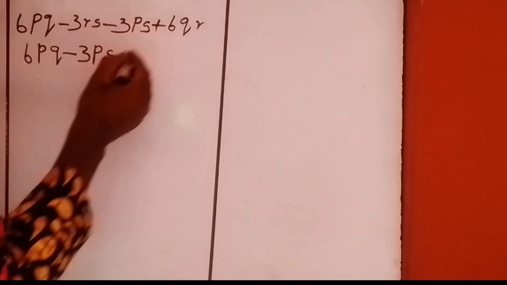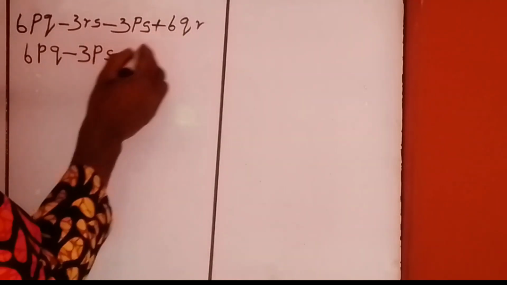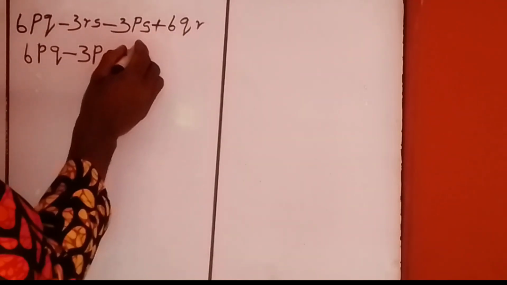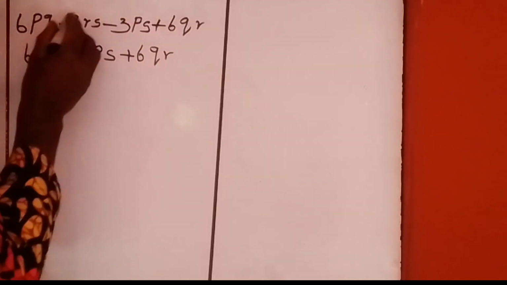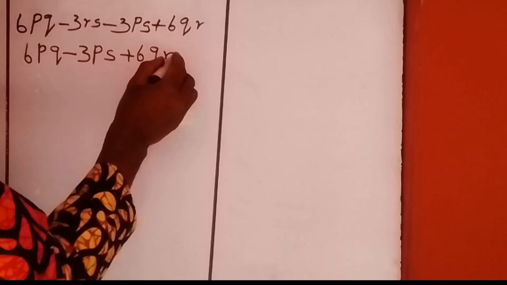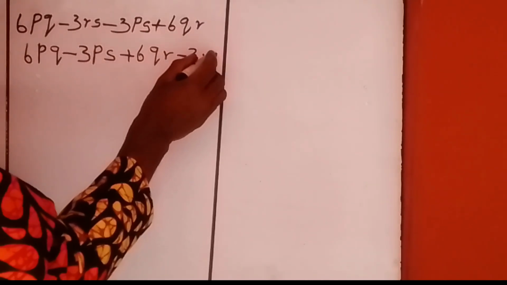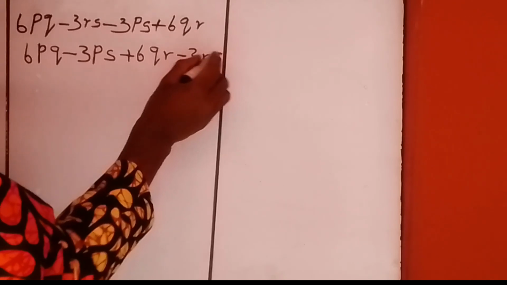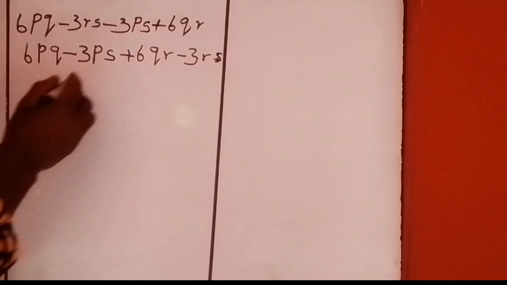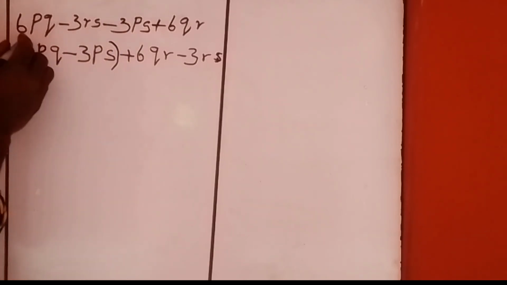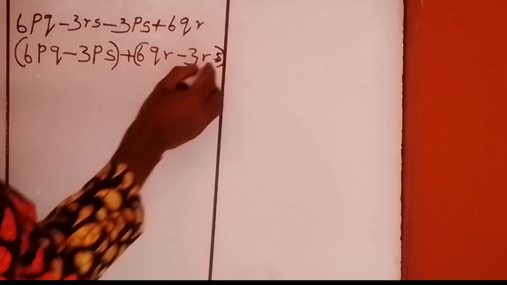Okay, now come here, write plus. Let's start with plus before the minus. So here we are now going to have plus 6QR, then bring minus 3RS. Minus 3RS. So it is now easy to factorize. You can now do this. Alright? You can see what I'm doing now. So you can group it.